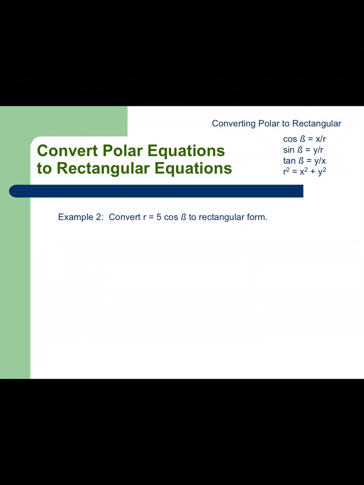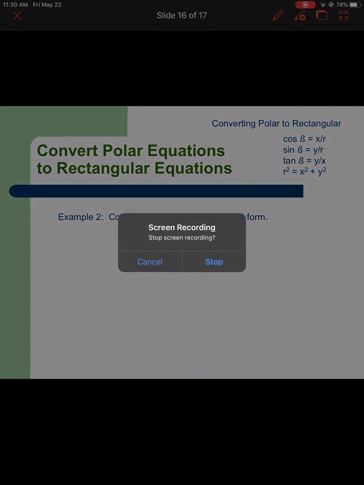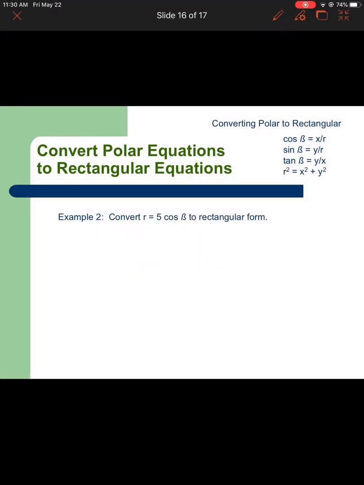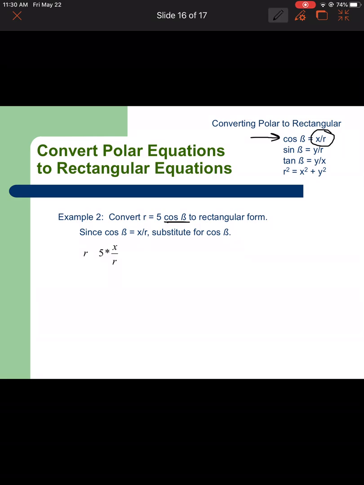Okay, this next one right here, we have r equals 5 cosine of beta. So this one is different because I don't have r equals just a number. I have r equals cosine of beta. So let's try getting rid of that one first. And to do that, I'm going to use this first equation right here, meaning my cosine of beta, I'm going to get rid of that by substituting in x divided by r. So I get r equals 5 times x divided by r.